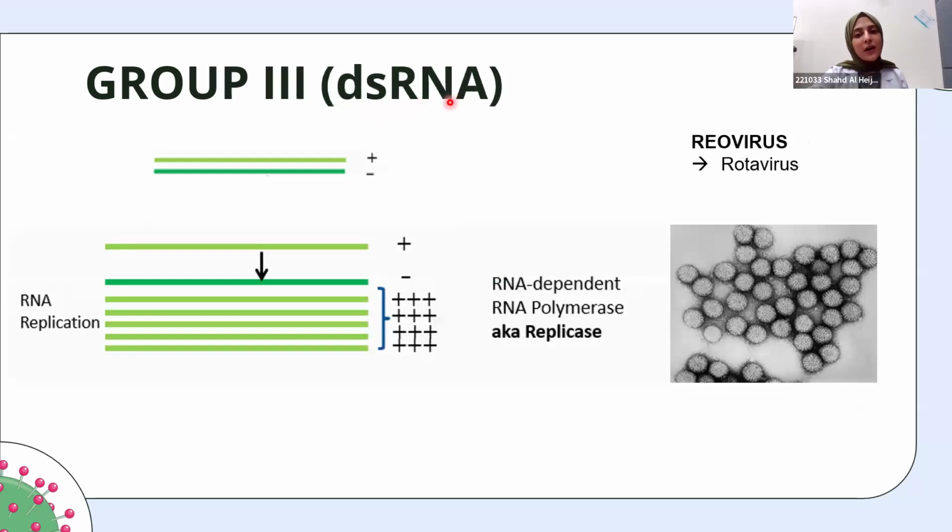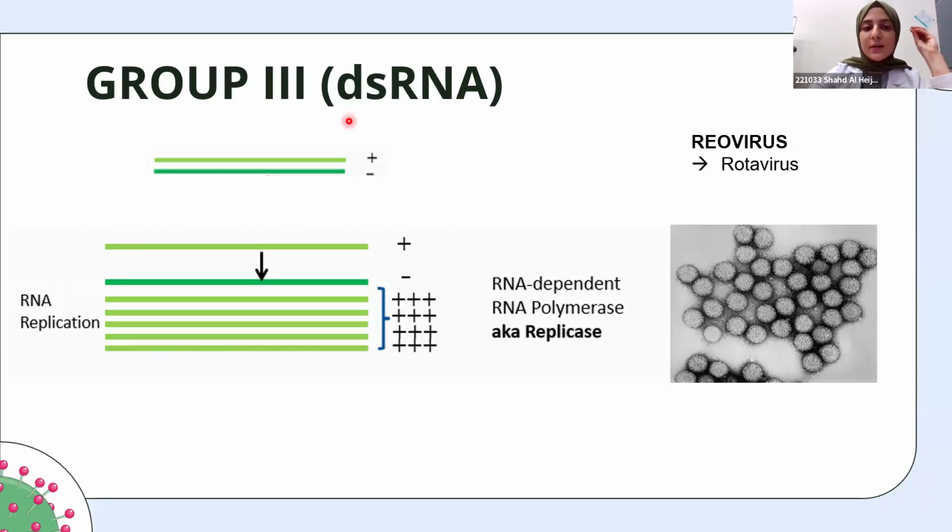Now for double-stranded RNA viruses, we said the only RNA that's double-stranded is reovirus. And the reovirus we have rotavirus. Rotavirus is basically a virus found usually in daycare, so it will cause diarrhea in kids. So basically, if you have a kid with diarrhea, it's usually gastroenteritis caused by rotavirus.